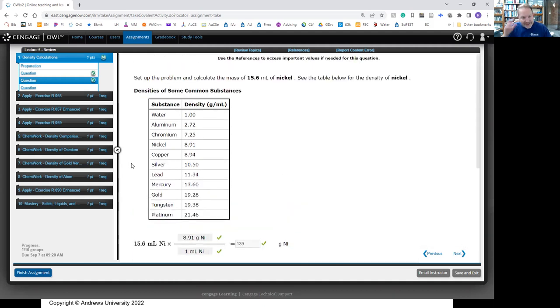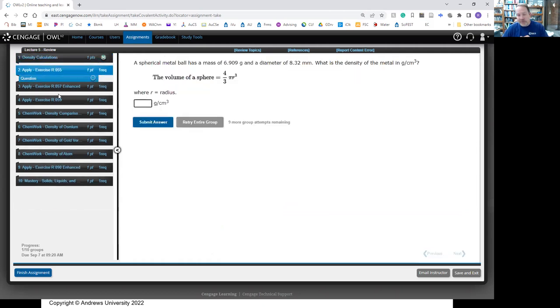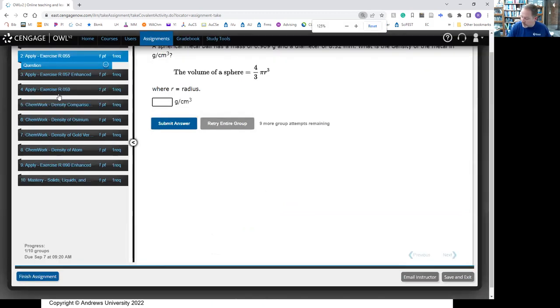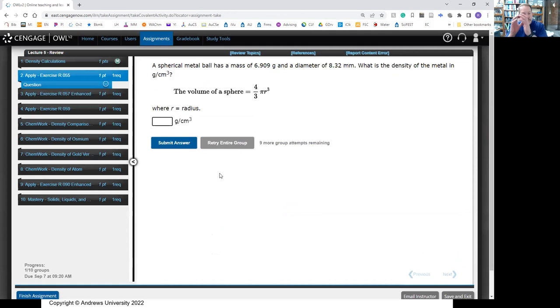Okay, well, that's nice. It's getting you to think about density as a conversion factor. So the problems will get a little harder here. In this problem, I'm going to make this a little bit bigger now so we can see. We've got a sphere, and it has a certain mass and a certain diameter. What is the density of the metal in grams per cubic centimeter?